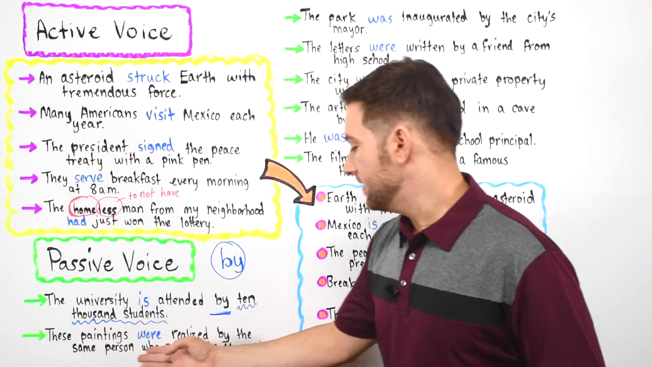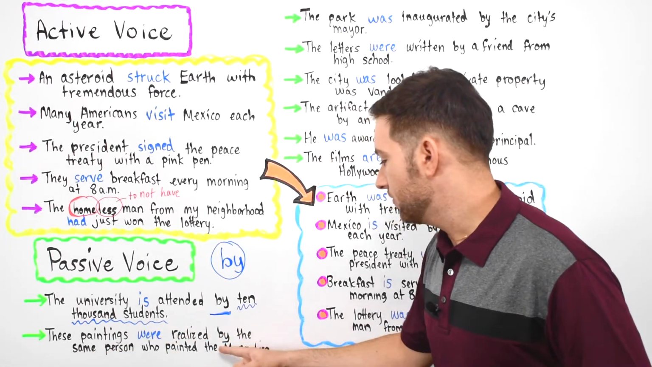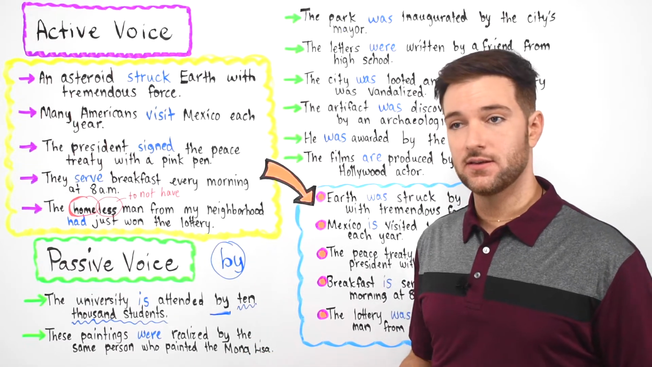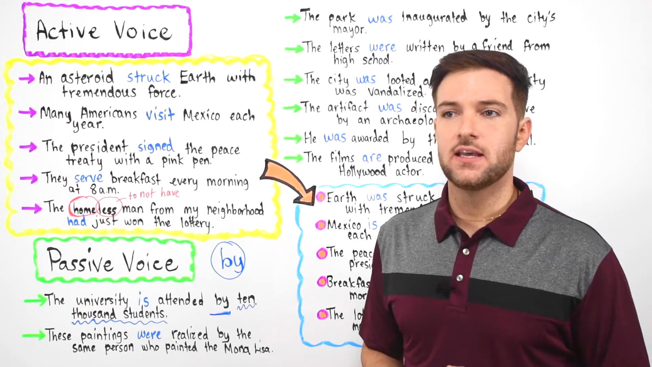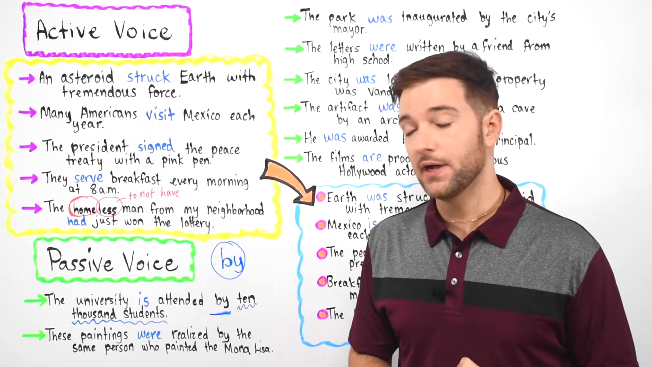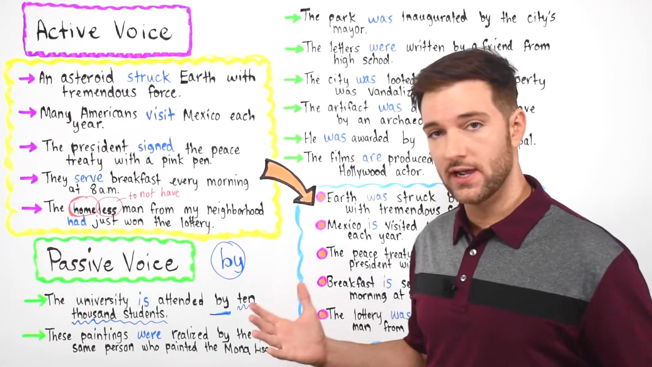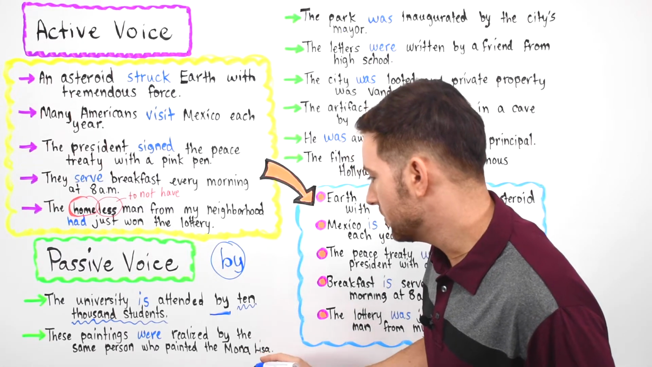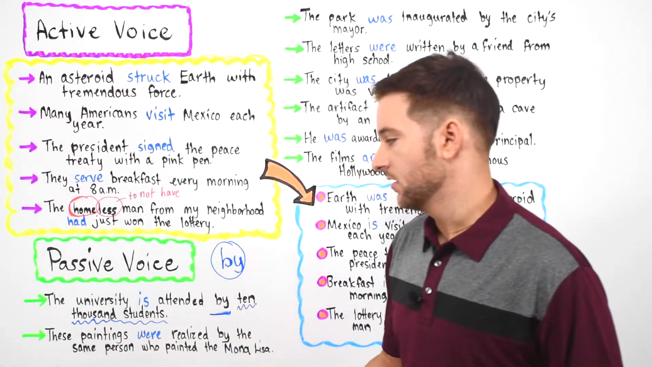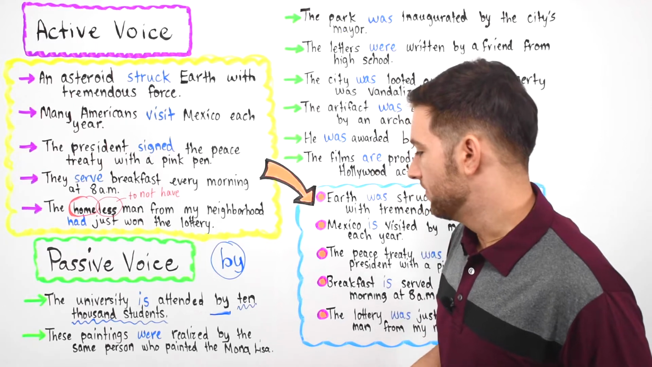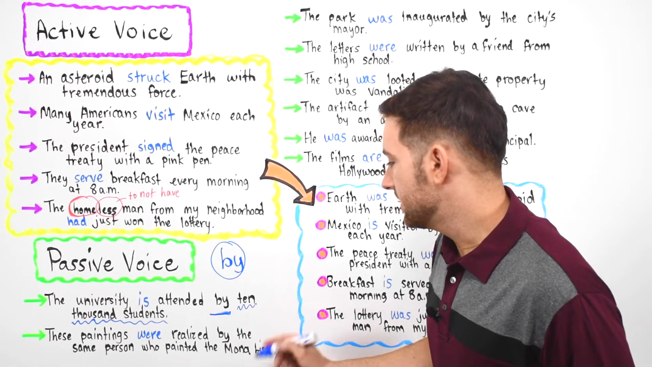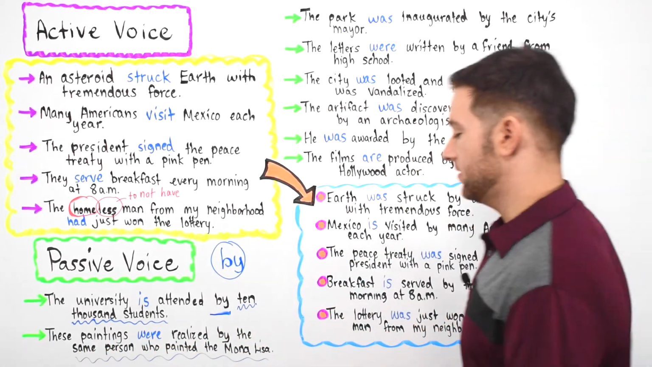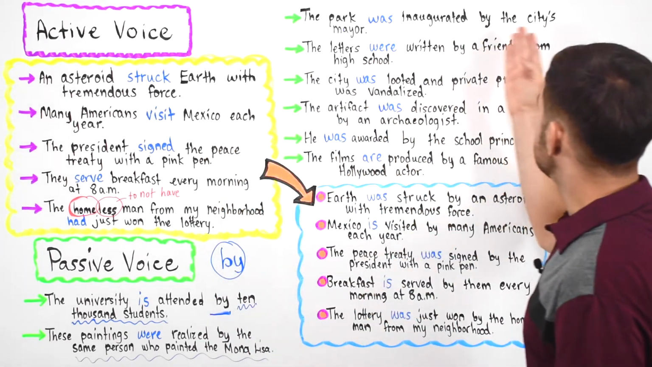Next we have: these paintings were realized by, here's that beautiful "by" again, the same person who painted the Mona Lisa. The Mona Lisa is a famous painting in Paris, I believe, in a museum in Paris. I'm not sure exactly which one, but the Mona Lisa is famous worldwide, and the person who painted the Mona Lisa was also the same person who painted these paintings, whatever these paintings are. So here we have also "by", which introduces the agent, and the agent is the same person who painted the Mona Lisa.